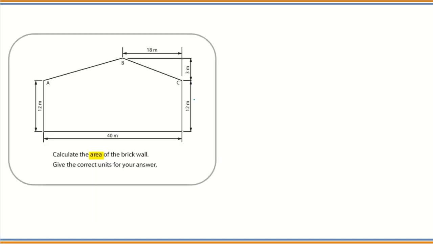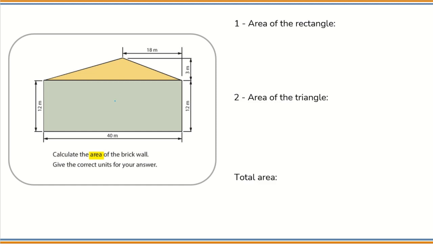So we are going to start with the area. To be able to calculate this area, we need to break it into shapes that we know how to calculate the area of. So if we draw a line from A to C, we will have two different shapes, a rectangle and a triangle. So now we will be able to calculate first the area of the rectangle, then the area of the triangle, and later we will have to add them both together. So let's start with the area of the rectangle.